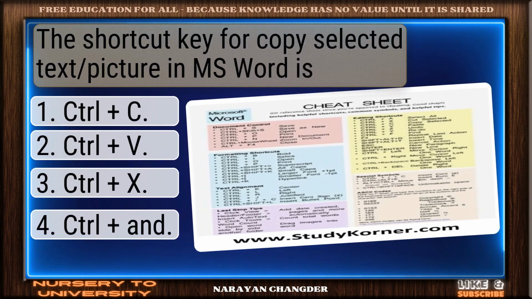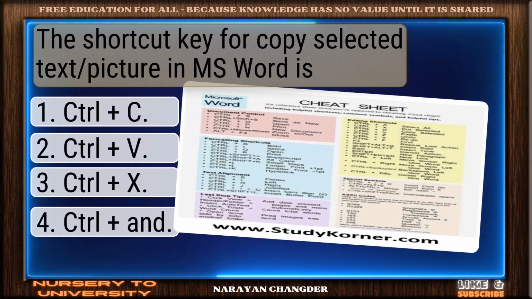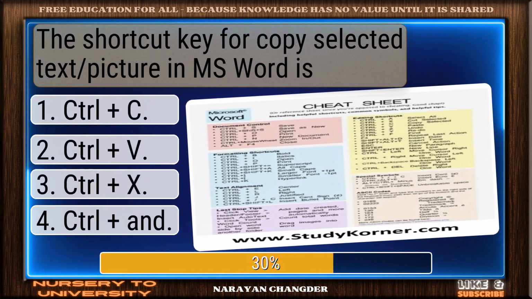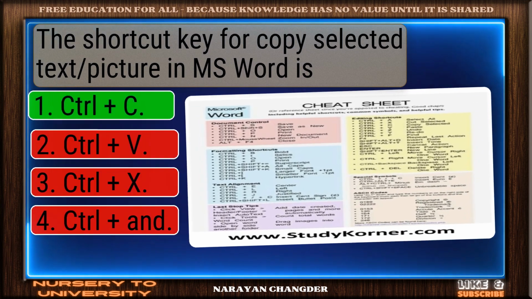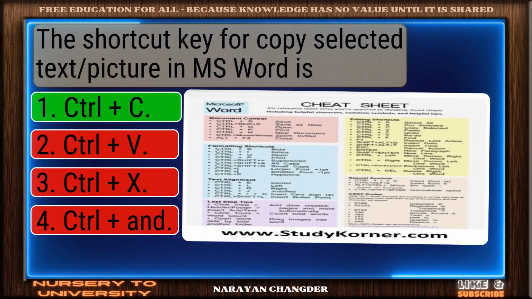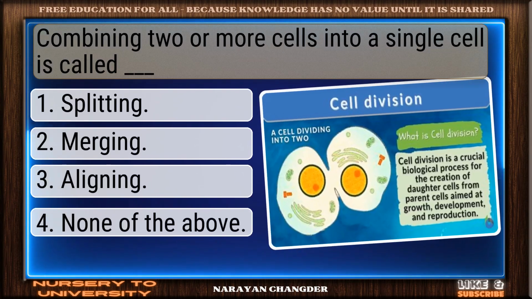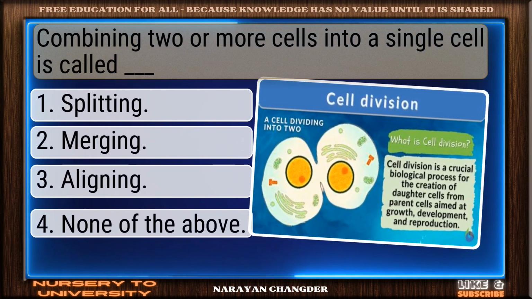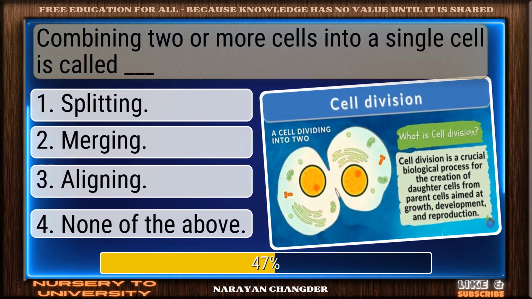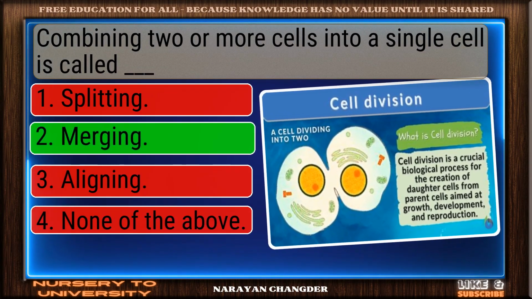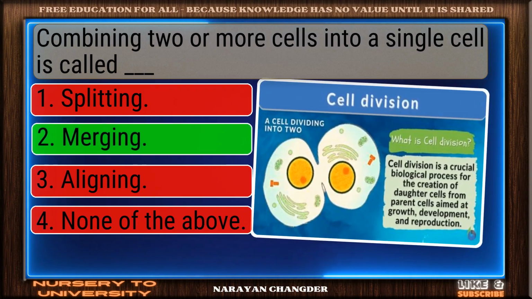The shortcut key for copy selected text picture in Ms. Word is Right choice. Ctrl plus C is the best answer. Combining two or more cells into a single cell is called a dash. Nice work. You chose merging and it is correct.